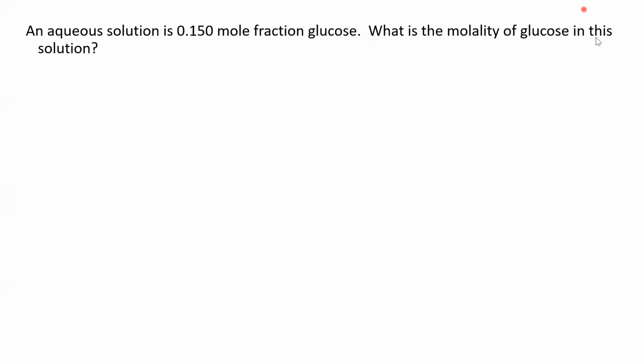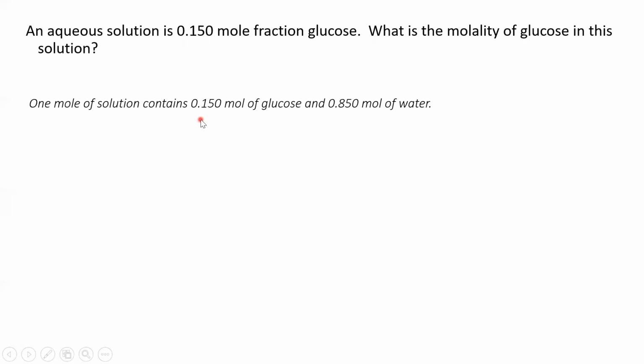So the first thing we have to do is we have to say, what does this mean? And define it. Okay, it'll make it much easier for you to figure out what you need to do. So if we say that we have a 0.150 mole fraction of glucose, it means we have 0.150 moles of glucose and 0.850 moles of water per mole of solution. It's a ratio. It doesn't really matter what numbers we use, but if we have one mole of solution, we would have 0.150 moles of glucose and 0.850 moles of water.